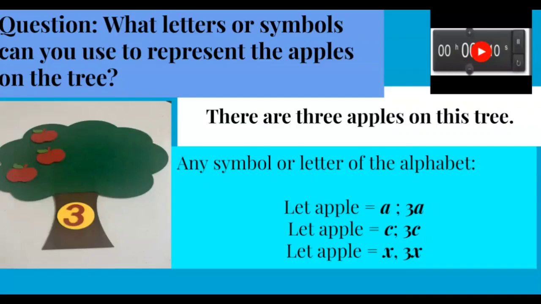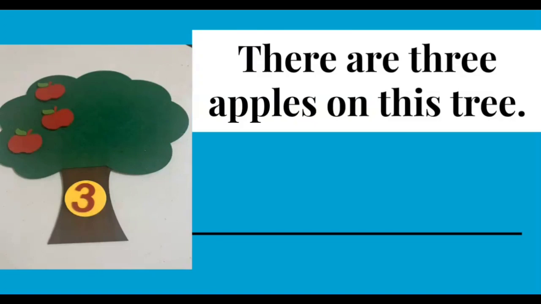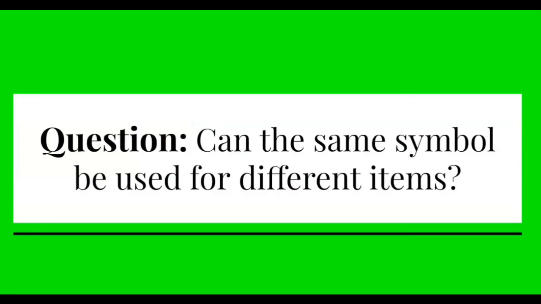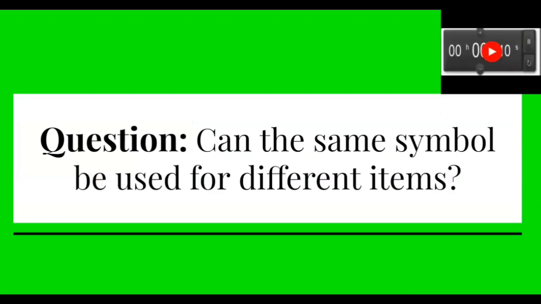Always remember, you are the one who is going to define your scenario. Once it's not a given, then you are able to use any letter or symbol you choose. But first, you must define it by saying let equals, and then we put our symbol or our letter. So there are 3 apples on the tree. We decided that we can choose to use any letter or symbol to represent our apple.